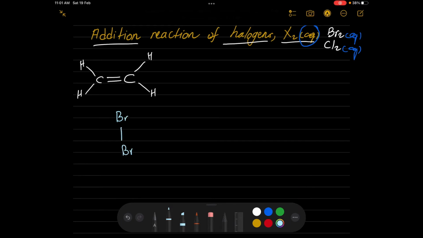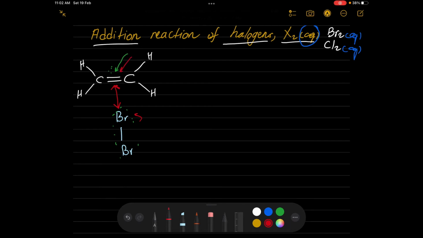As we can see, the bromine molecule contains electrons, right? Like any element, it has a lot of electrons around. And we notice that there is a double bond that contains electrons as well, right? Perfect. But once this bromine molecule approaches the double bond, the repulsion will take place, the repulsion between the electrons of the bromine molecule and the double bond.